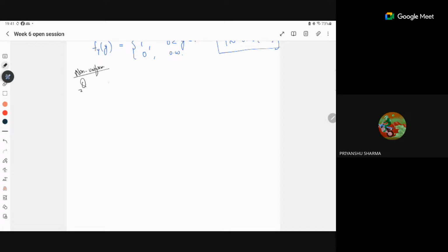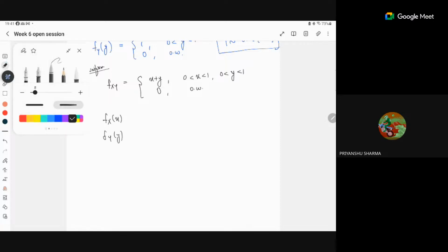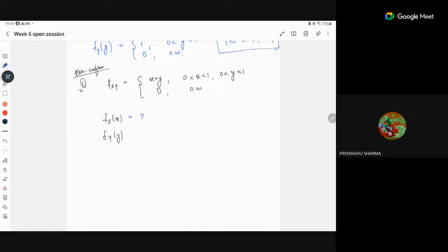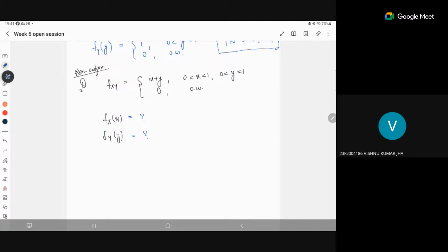So if I have f of x y to be x plus y and 0 otherwise, can you find f of x of x and can you find f of y of y? Can you try this? I'll wait for some time.